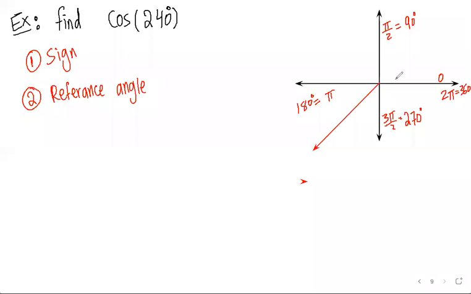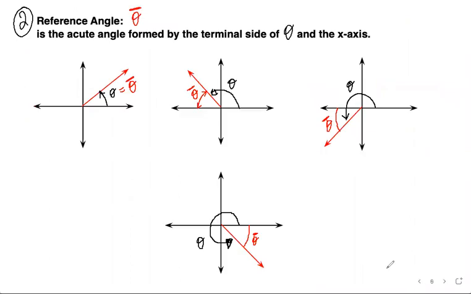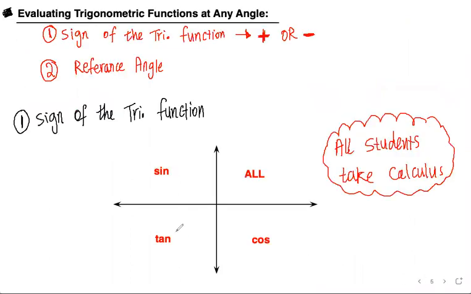So for the third quadrant, what's the sign for the cosine function? Negative. So the sign for the cosine function is negative. Why? Because going back here, the only function that is positive is the tan function. Any other is negative. So the cosine in the third quadrant is negative.